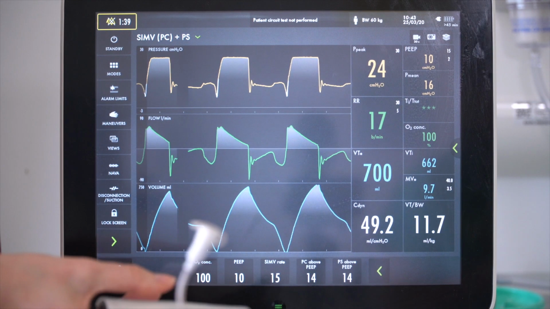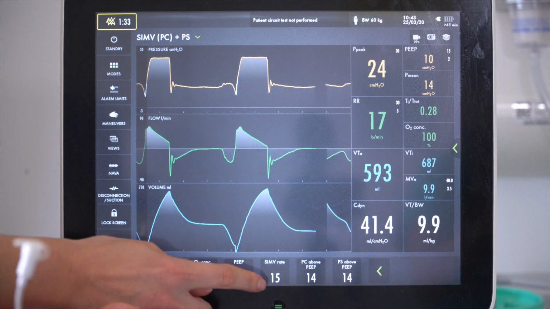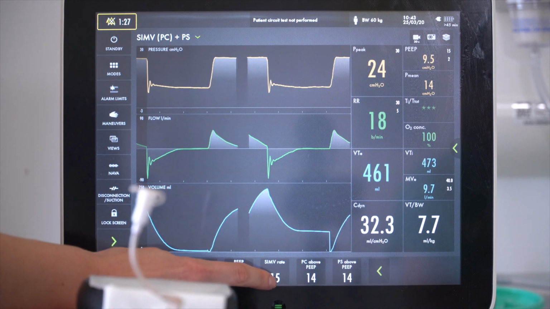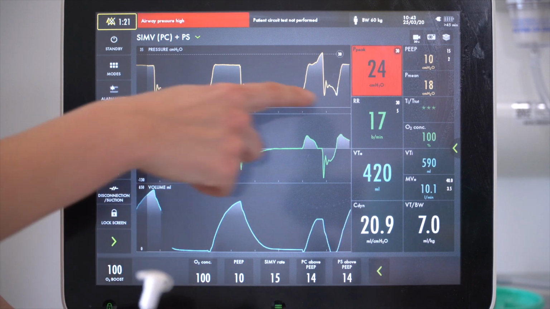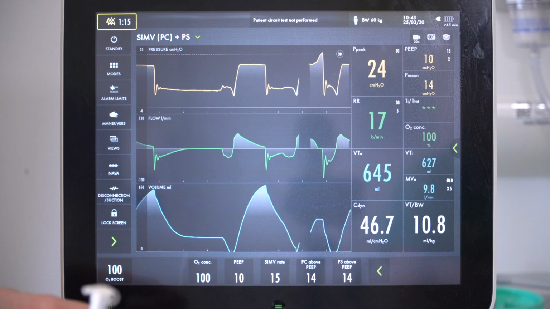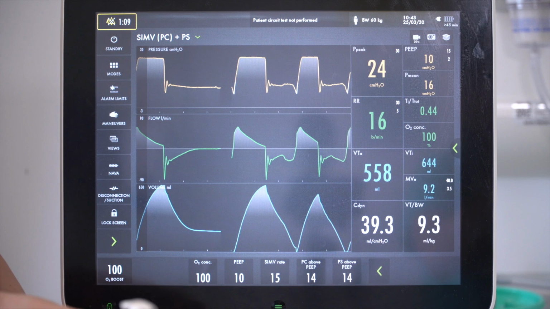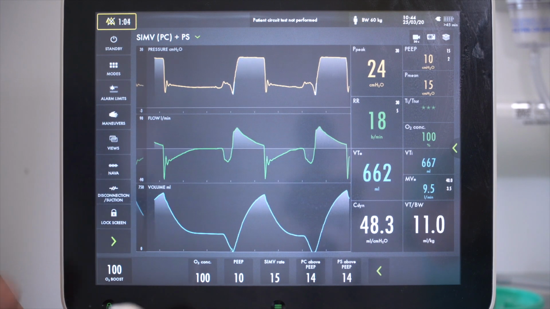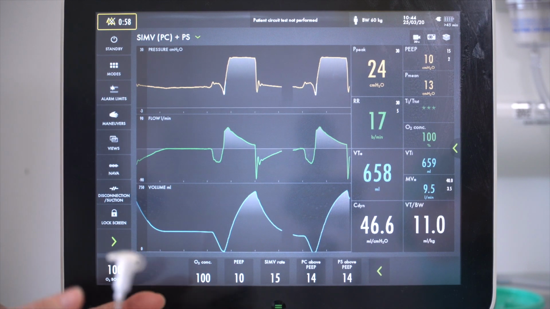The other way in which you know that the patient is triggering breaths is to look at the respiratory rate. In this mode of ventilation, on this current settings, the respiratory rate provided by the ventilator is 15. You can see that as the patient triggers a breath, the respiratory rate on the left-hand side increases. Therefore, you can see that at present, the patient is triggering 3 breaths. The respiratory rate at 15 remains constant in this mode of ventilation.